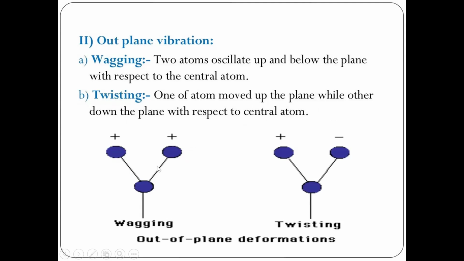These two atoms oscillate up when compared to the central atom, or they oscillate down when compared to the central atom. And in twisting, one atom moves up the plane while the other atom moves down the plane. This is twisting. Here one atom moves in the upward plane and the other atom moves in the downward plane. This is called twisting vibration.